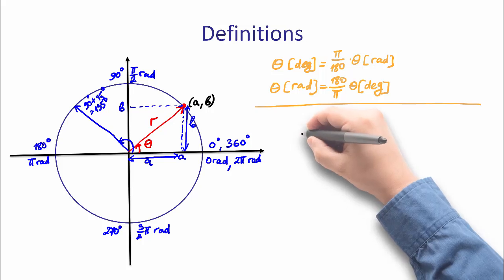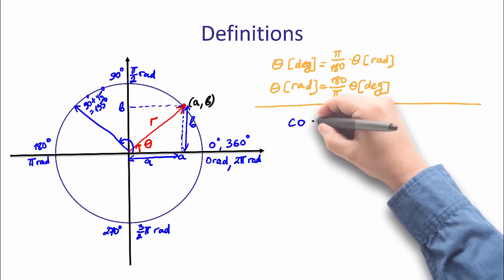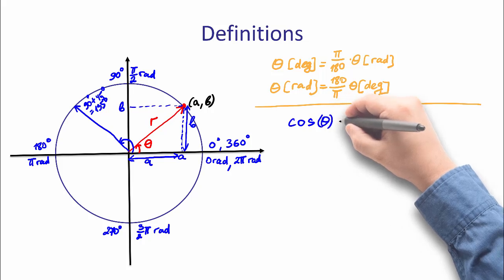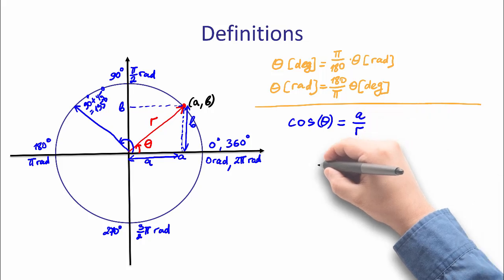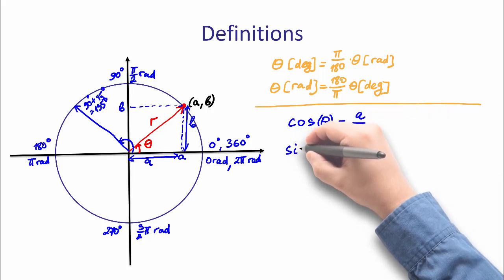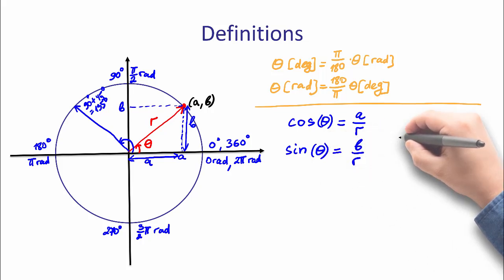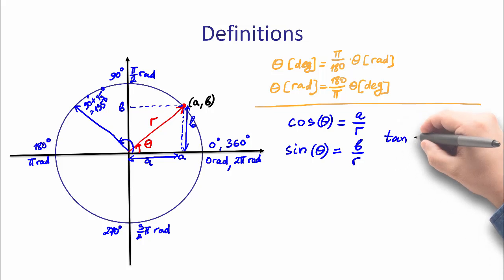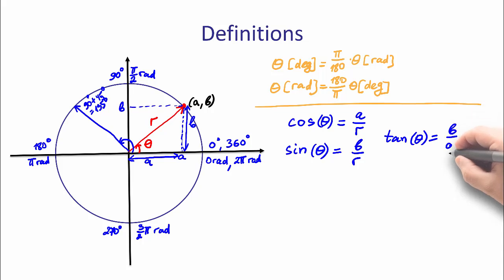Another thing we want to learn is how to define sine, cosine, and tangent functions. Those are very basic and they are dependent on A, B, and R that we have defined already. So, cosine of theta is defined by A over R, and sine of theta is defined as B over R, and tangent of theta is defined as B over A.